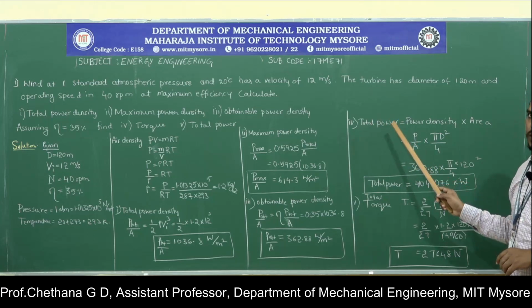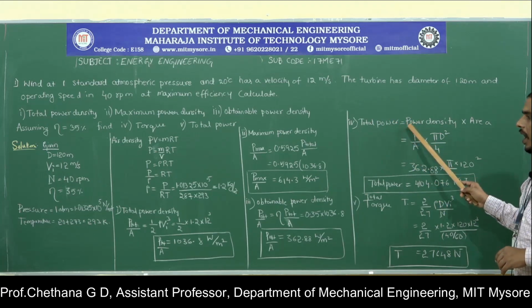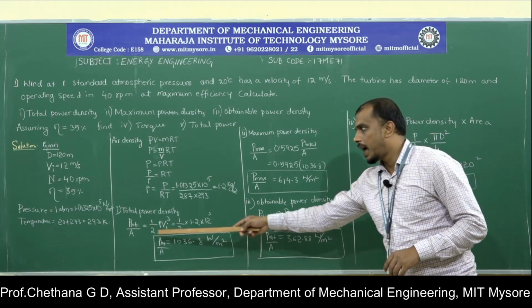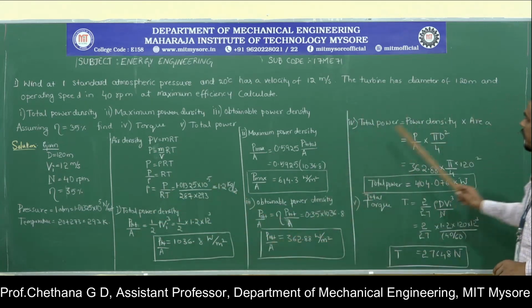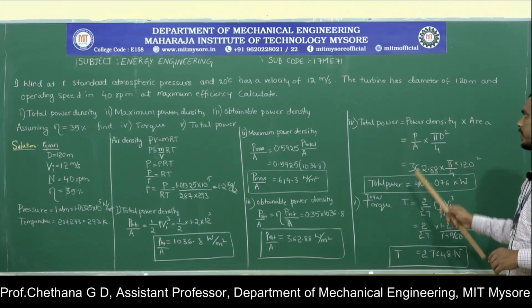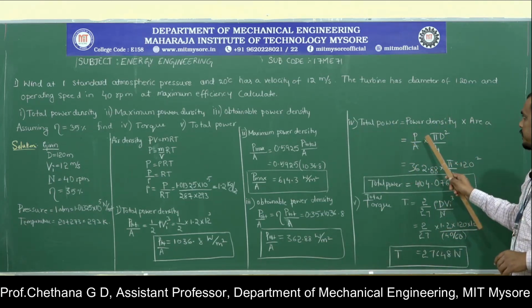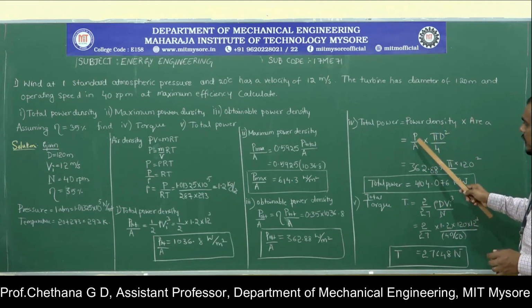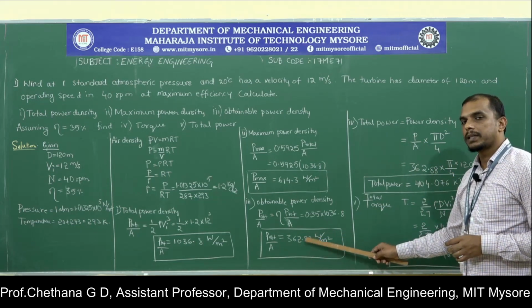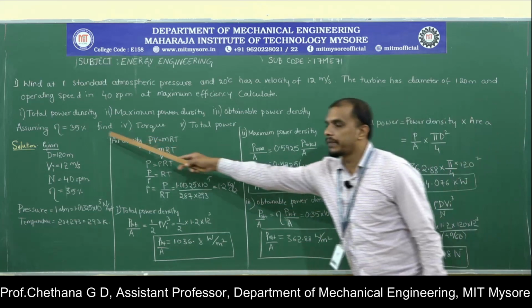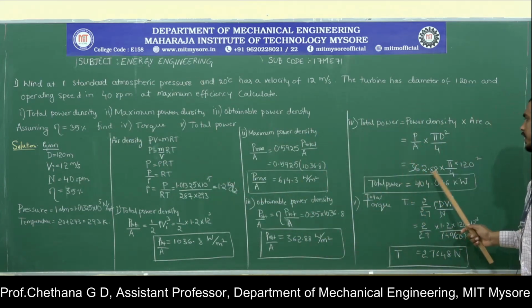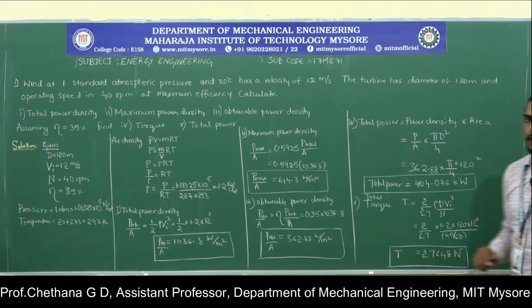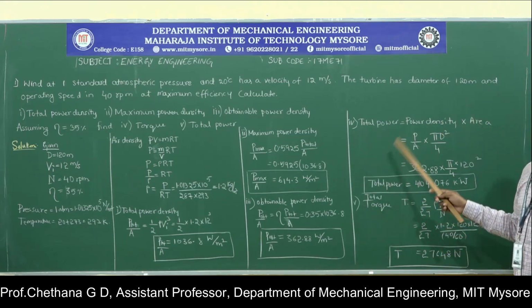Now go for total power. As we discussed, total power is nothing but half into rho A Vi cube, or if you multiply this term with the area, you get the total power. So P by A, power density into area, pi d square by 4. Remember, while substituting this here, power density, we are taking maximum obtainable, that is considering 35%. So if this diameter is 120, you get total power as 4104.076 kilowatt.